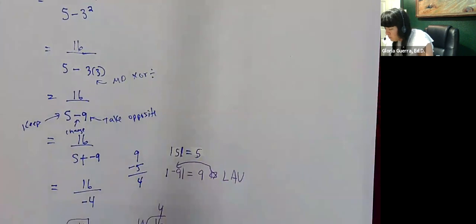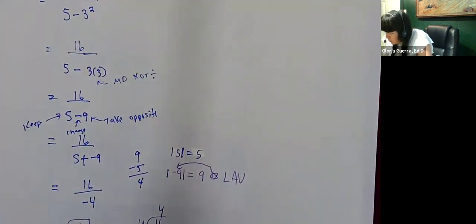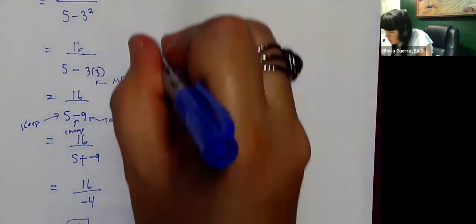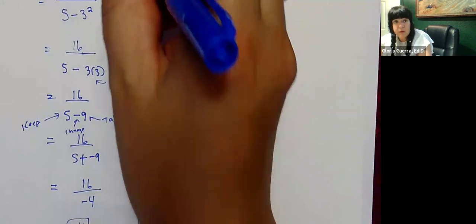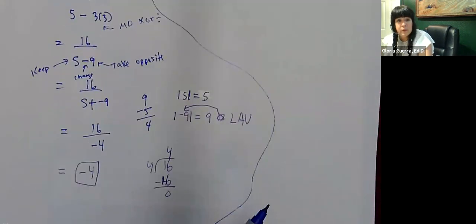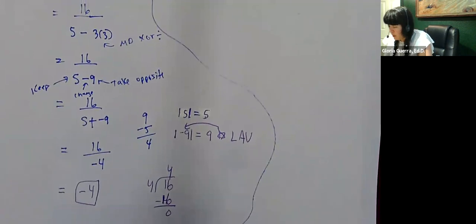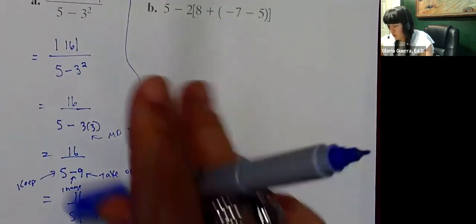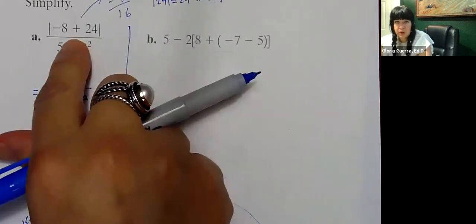And if I ever go a little too fast, you can stop the video and go back and rewind it and look at that. Okay, but that's negative 4 for that. So you just do a partial check. You cannot do it from scratch with the absolute values.